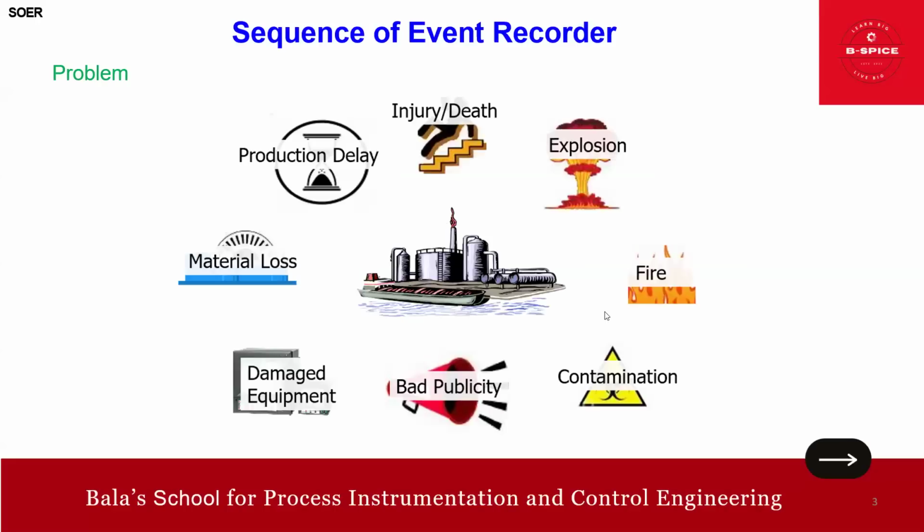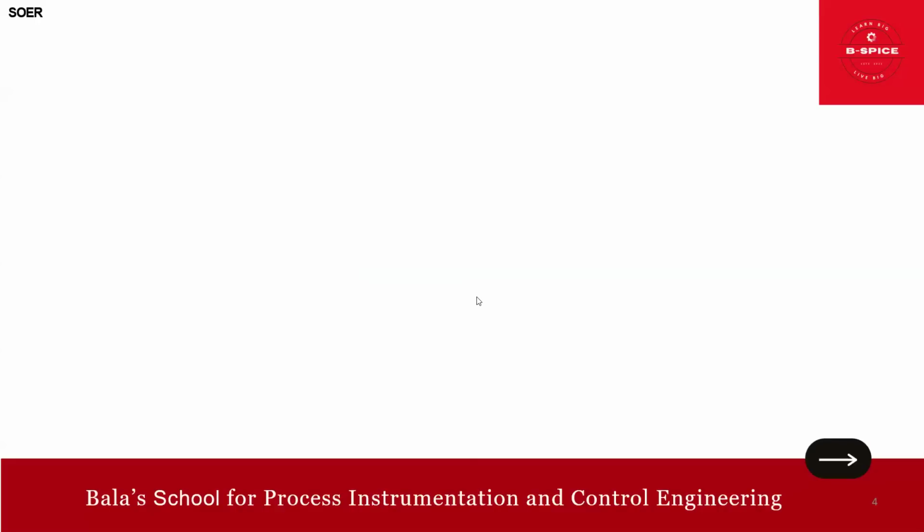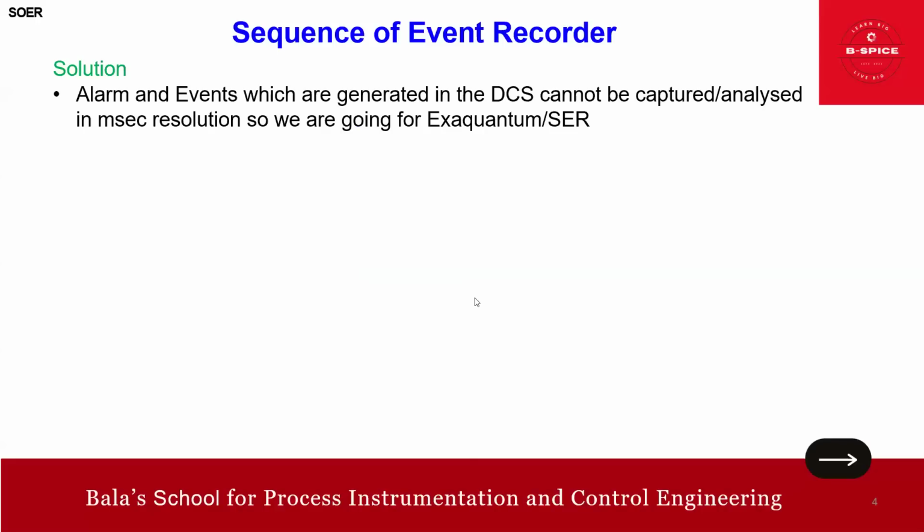So the problems: production delay, injury, death, explosion, fire, contamination, bad publicity, damaged equipment, material loss. These are the challenges, the day-to-day problems in a plant, right? So what is the solution? The solution is Quantum. Alarms and events which are generated in the DCS cannot be captured and analyzed in millisecond resolution. That is the point we need to note.